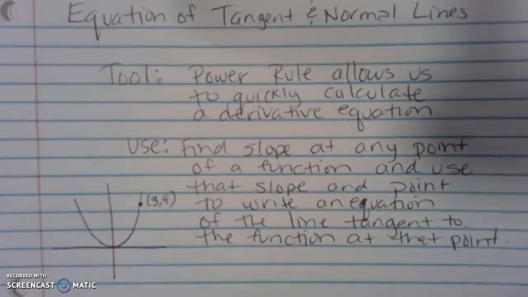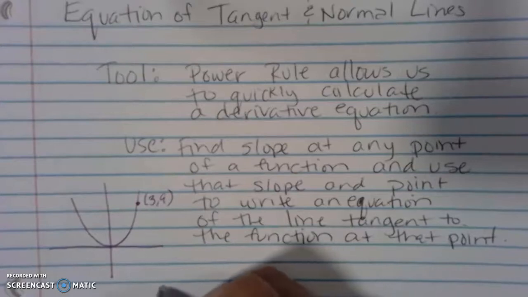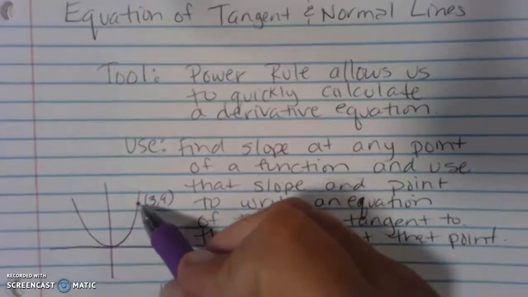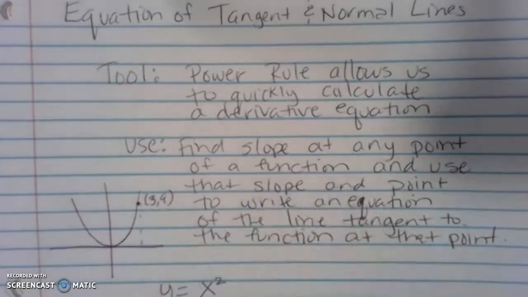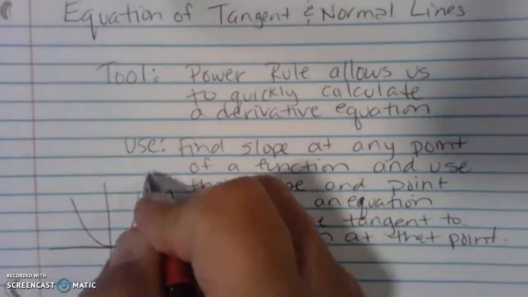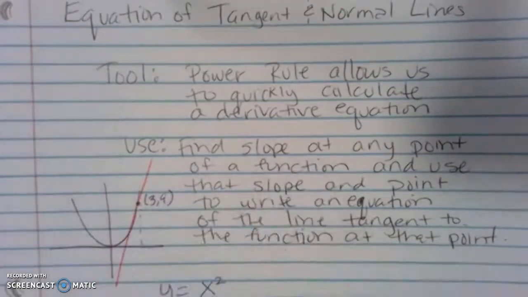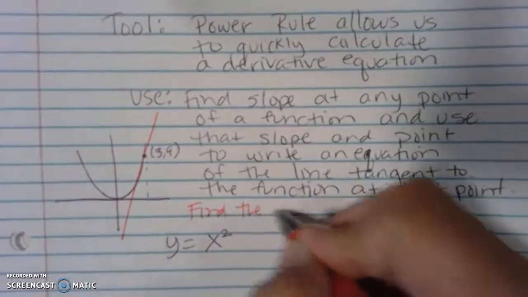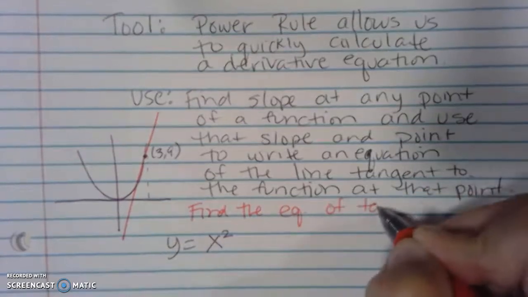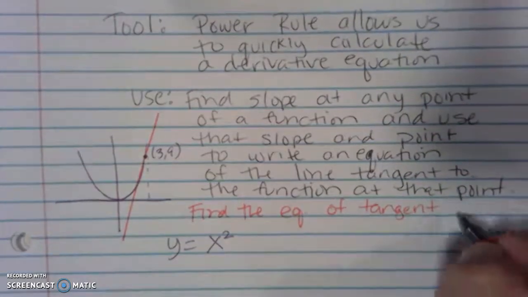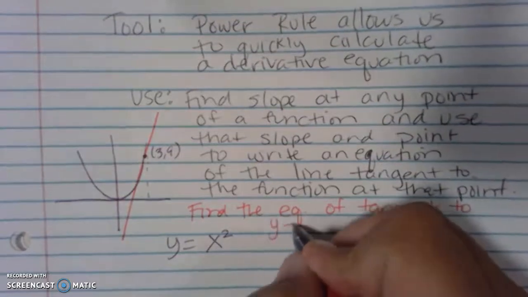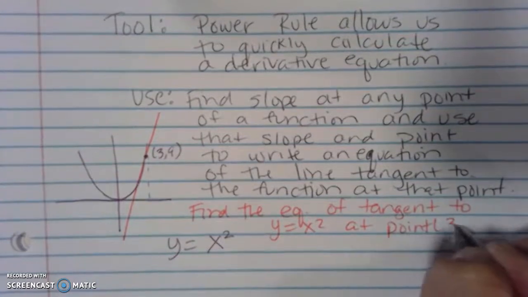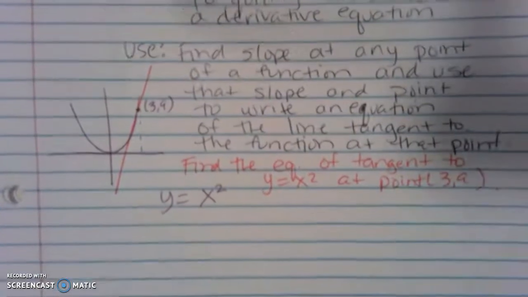So here we know the equation: y equals x squared. And I know that the point is (3, 9). So what I want to know is, what is the equation of the tangent line? Find the equation of the tangent to y equals x squared at the point (3, 9). Okay, so I'm going to be able to find that equation.